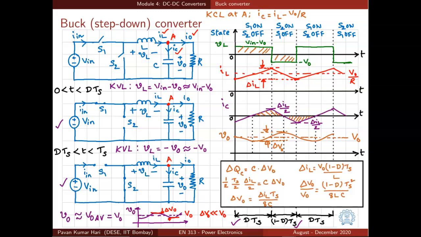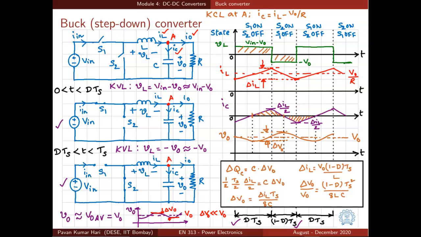And what is delta QC? Area under the positive portion of the capacitor current waveform, which is half. And what is the base? The base is Ts by 2. Why? Because these are all linear rise and linear fall. The current rise is linear and current fall is also linear. So the duration between this point and this point is exactly Ts by 2. So the base of the triangle becomes Ts by 2, and the height of the triangle is anyway delta IL by 2. So that is the left hand side of the equation, and the right hand side is C times delta VO. So that will give us an expression for delta VO in terms of delta IL, Ts and C.